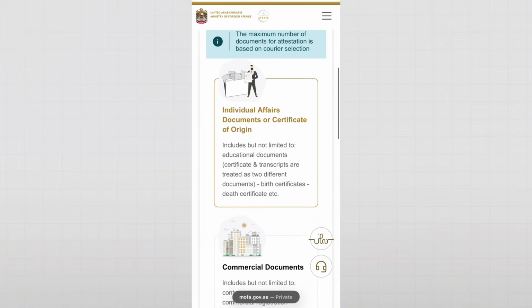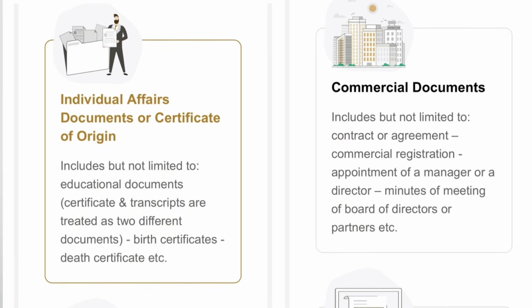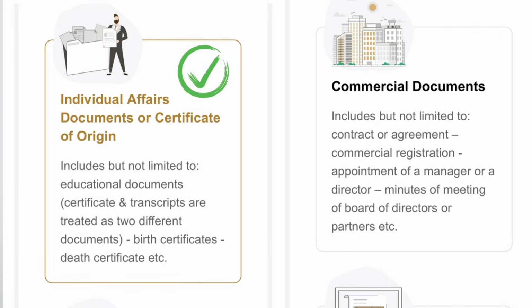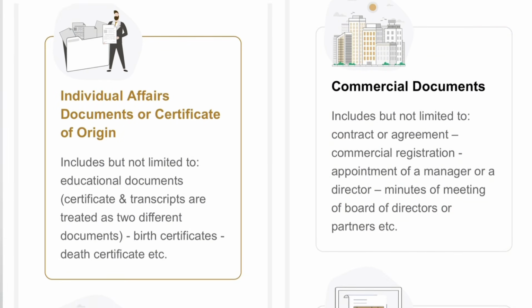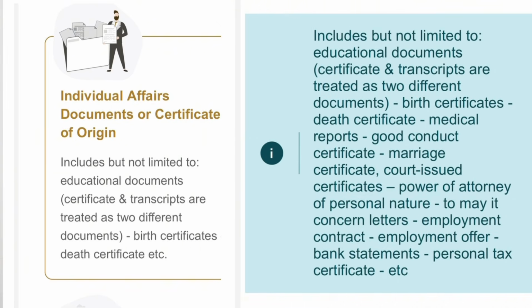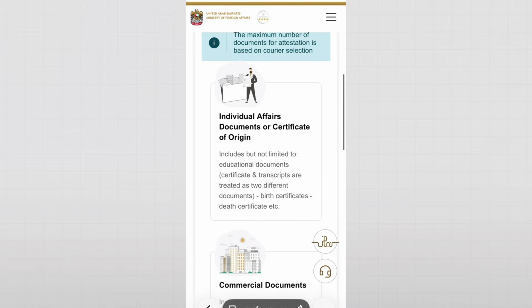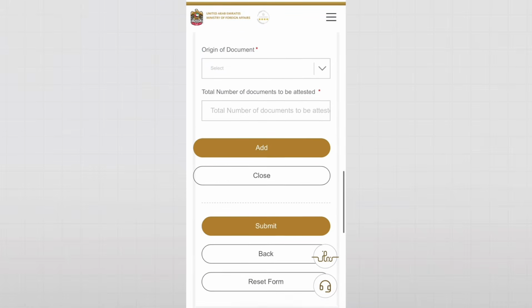First, you have to select the document category, individual affair documents or personal certificates. The second category is commercial documents and then invoices. Individual affair documents or personal certificates are our main focus of this video. These include education certificates, marriage certificates, police clearance certificates, birth certificates, death certificates, and many more. So select personal affair documents, scroll a little bit down and then submit.